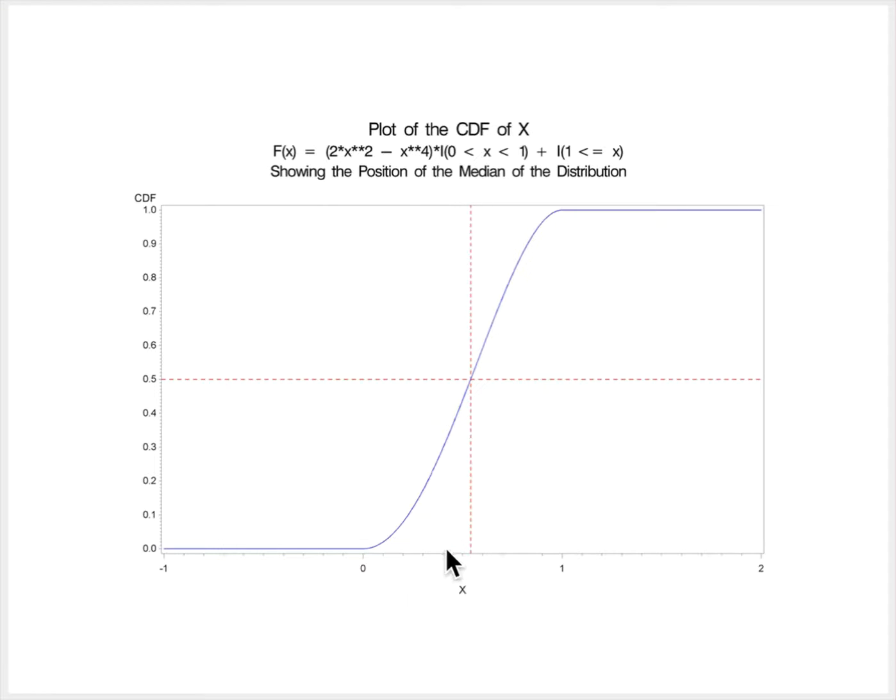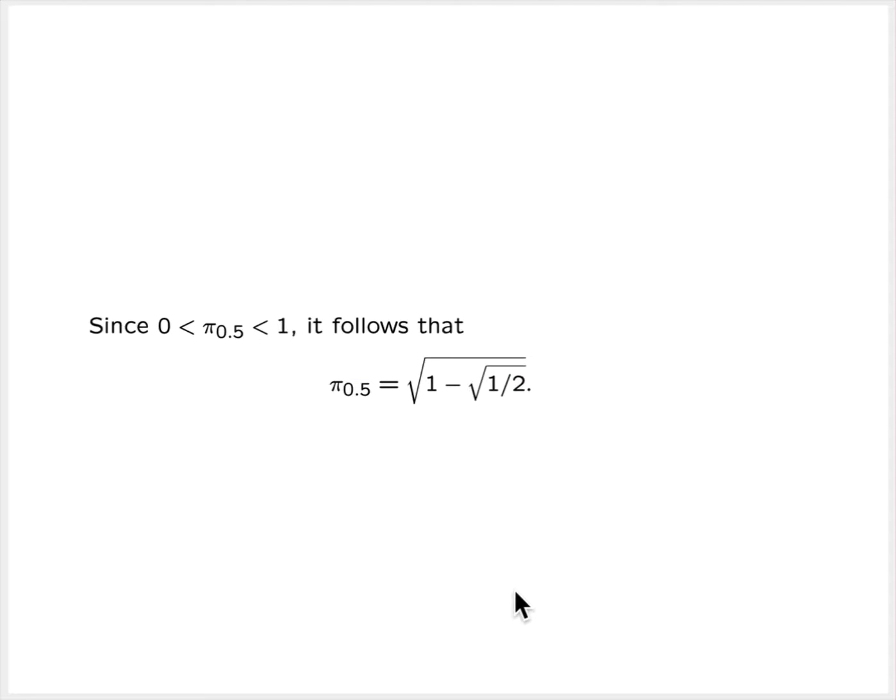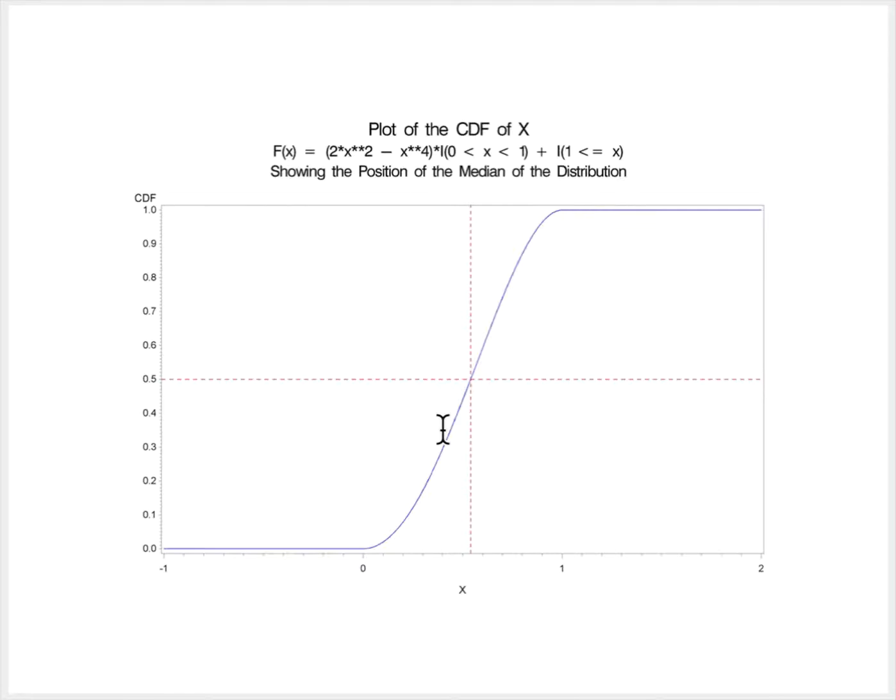Now again, suppose we hadn't gone through that analytical calculation to find the value of the median. What we could have done is approximate the value of the median by graphing the CDF, drawing a horizontal line at 0.5, and then drawing a vertical line through the point of intersection of the horizontal line and the CDF. That would allow us to graphically approximate the actual value of that median.